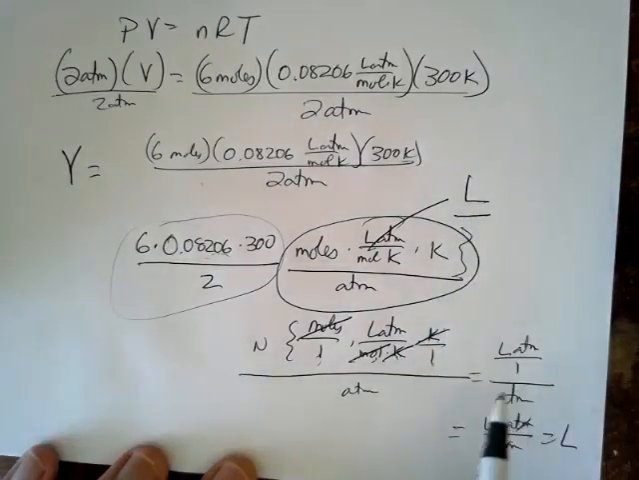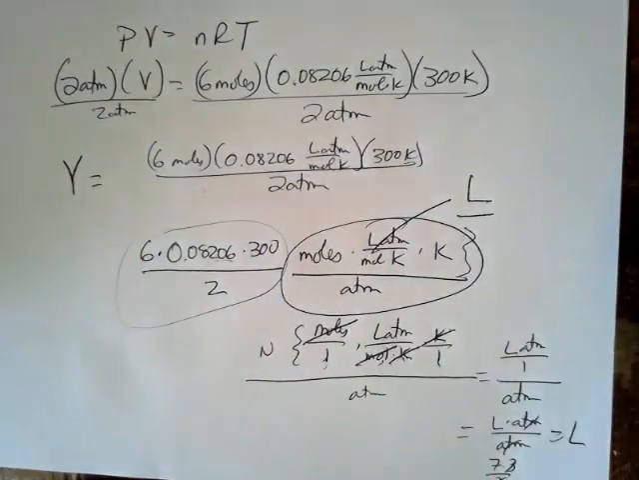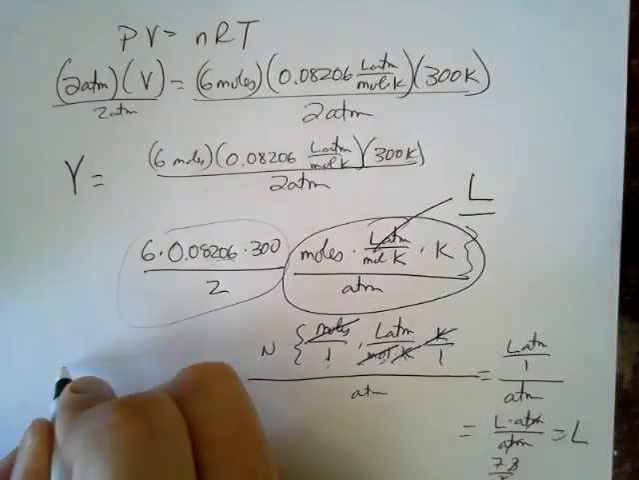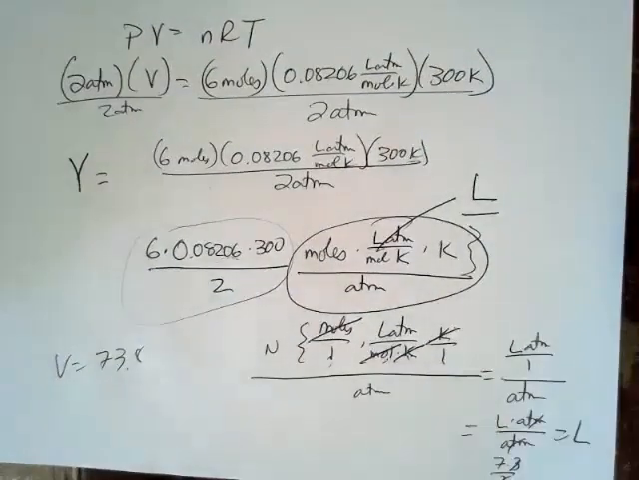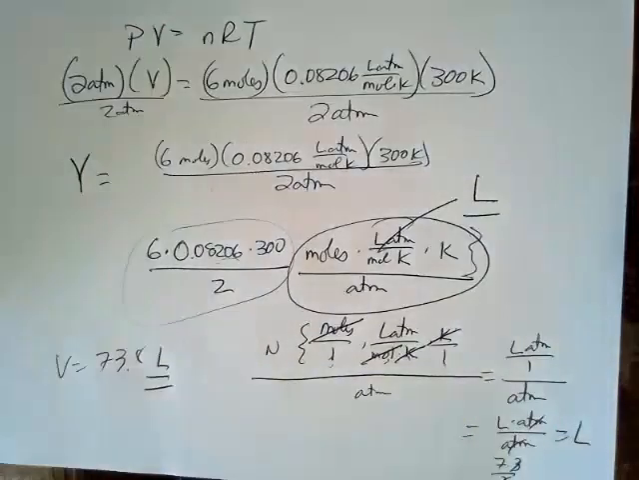So now, knowing that my units make sense, that I'm going to get liters, I know I'm calculating a volume, so then I just have to correctly use my calculator, take 6 times 0.08206 times 300 divided by 2, and maybe I've done this incorrectly because I'm hurrying. I get 73.8, but more important than the 73.8 would be liters, because if I just walk up to you and say, I just drank 73.8, without a unit, it doesn't mean anything. So we have to specify the units.